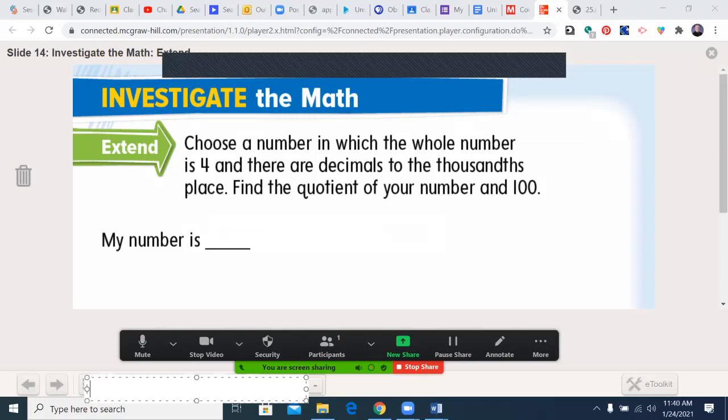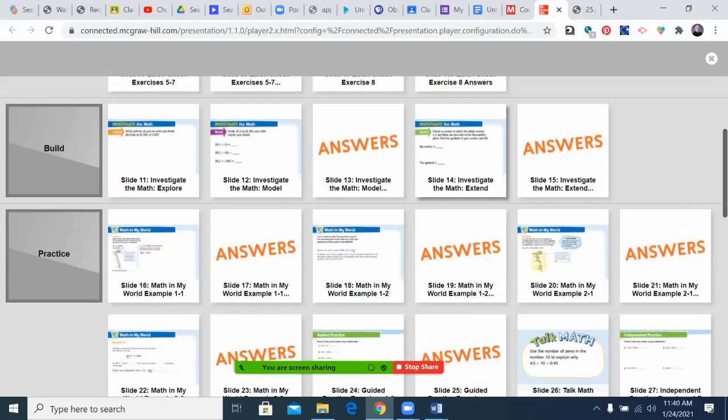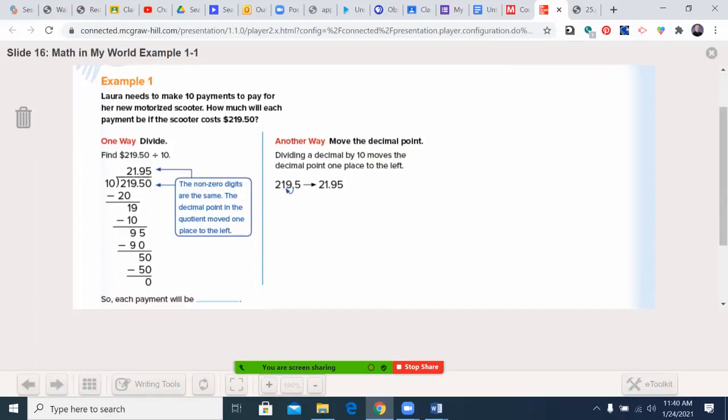The book will begin on page 461 with example A. On this page, it's giving us two different ways in which we could divide 219.5 by 10. On the left, we could use the standard algorithm. Notice we made sure the decimal points were lined up. 10 went into 21 twice, and we followed the steps: divide, multiply, subtract, check, bring down, over and over until we got to the final answer.